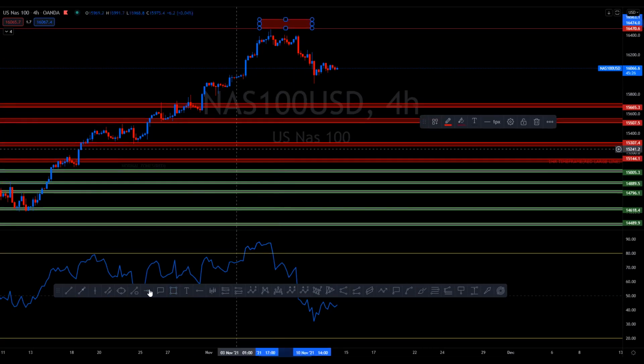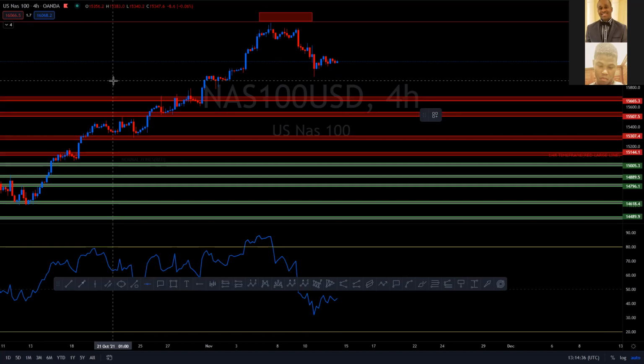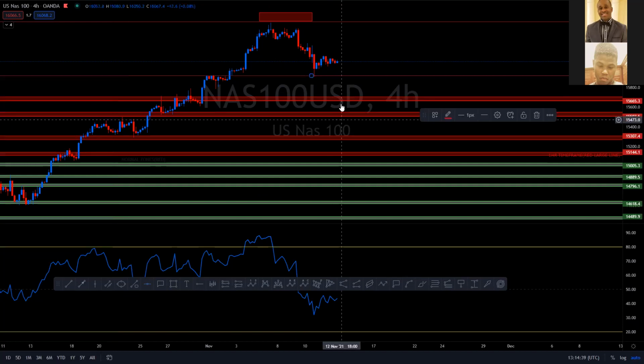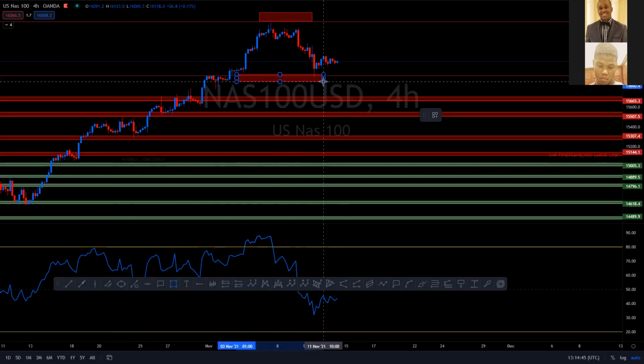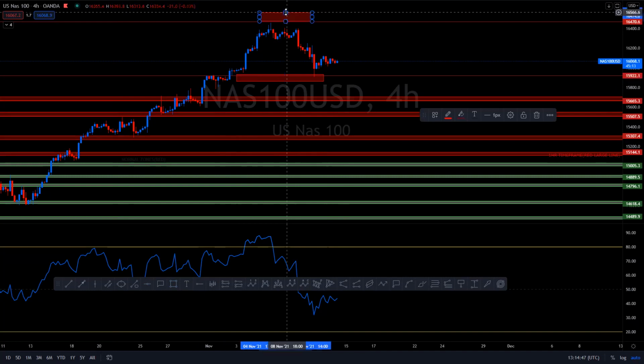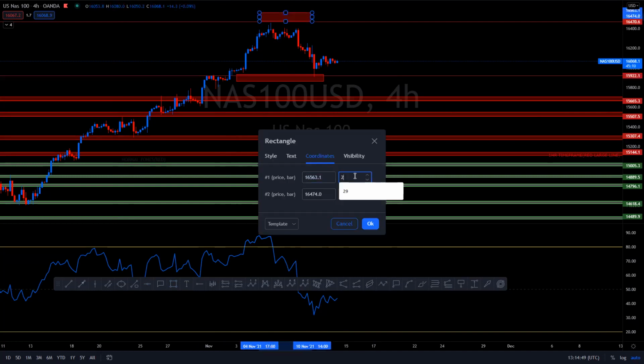And then put another one, say down to here. And then mark up a zone right here as well. We'll see where it lies when we get to the 15-minute. So change the coordinates to these.